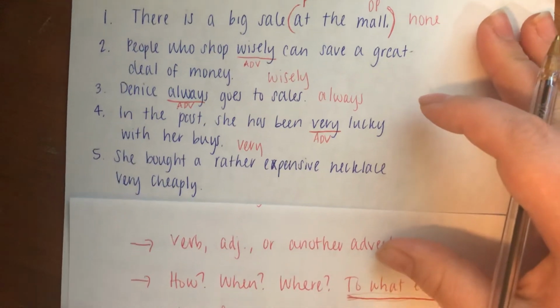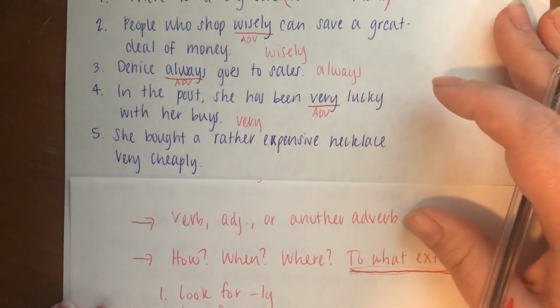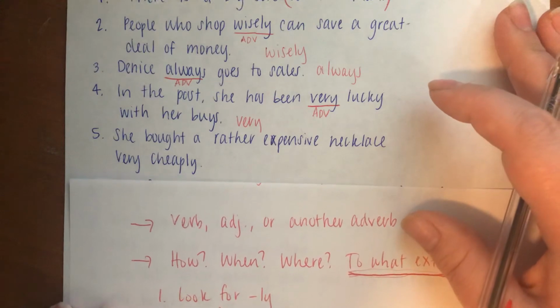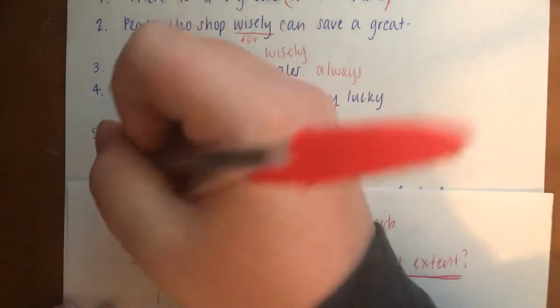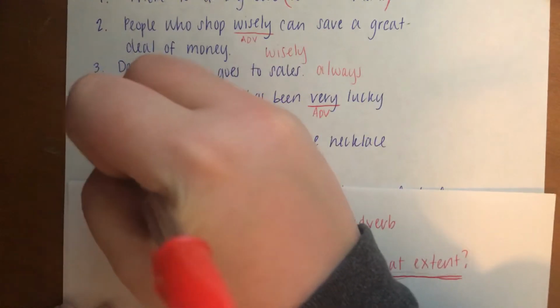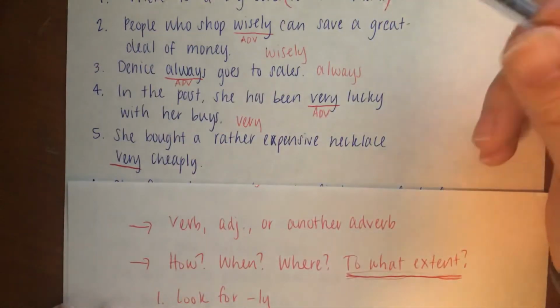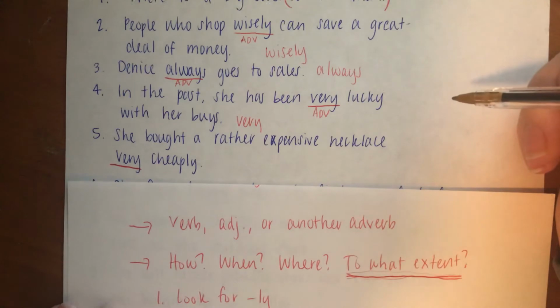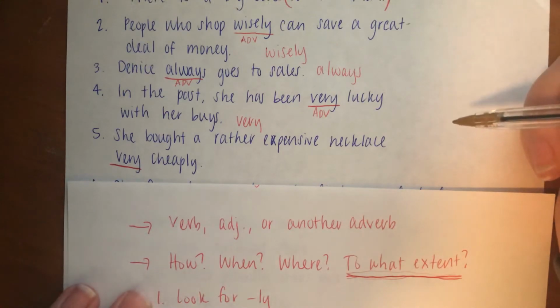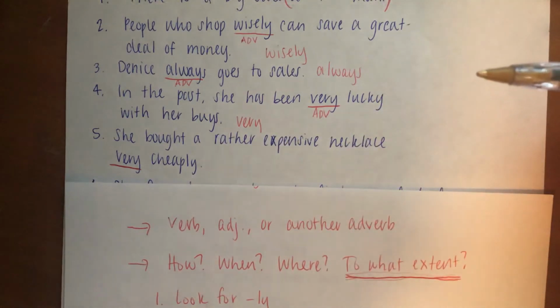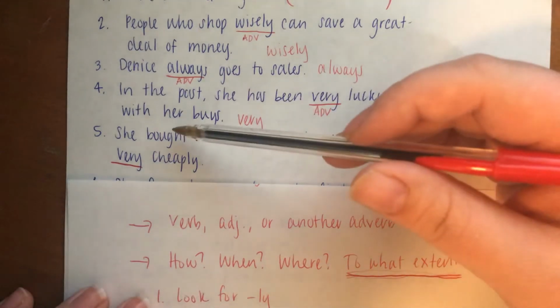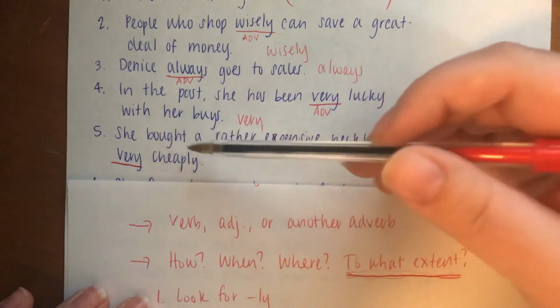Number 5, she bought a rather expensive necklace very cheaply. All right, so from the last one, number 4, I just told you very is always an adverb. So we know this is going to be one. She bought a rather expensive necklace very cheaply. Look for the ly words. We see one ly word, cheaply. She bought a rather expensive necklace very cheaply. She bought how? Cheaply.